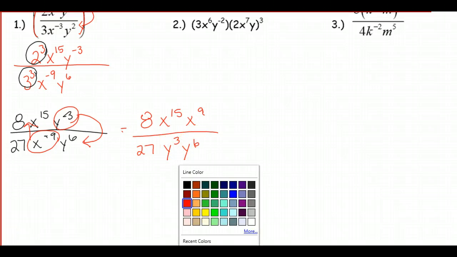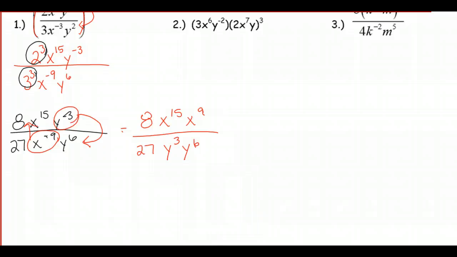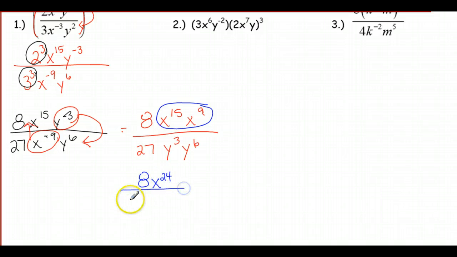Alright, so once we've done that, we're going to go ahead and combine our powers with the same base. So in the numerator, I have my x's. So I now have 8x to the 24th over 27, and I can combine my y's to get y to the 9th. Now the last thing I want to do is just look at my 8 over 27 and ask if I can simplify that fraction. Well, they're not divisible by 8 or 3 or 4, so nope, that looks like this is my final answer.